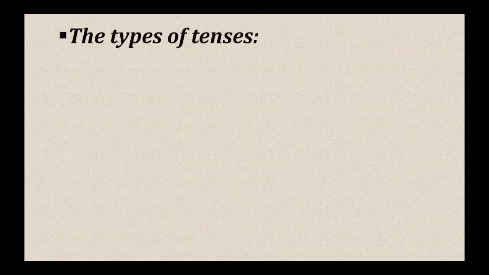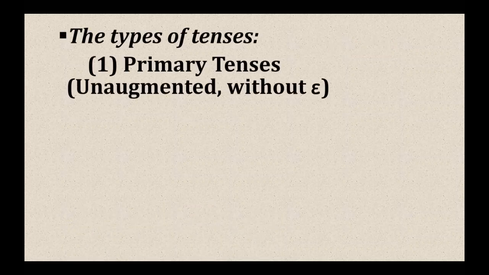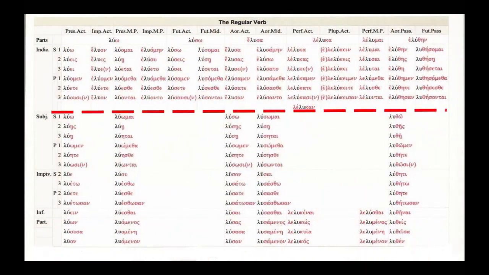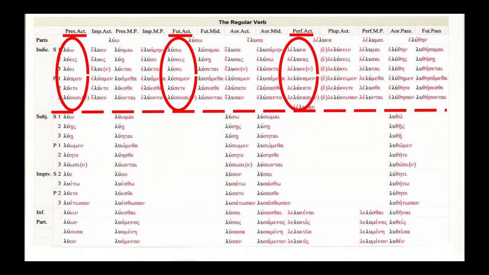So we have primary tenses. These are the unaugmented, without the epsilon: present, future, and then perfect. If this is our chart up here, this is the present active, this is future active, and then this is perfect active. And all of these, in the indicative, are without the augment on the front, okay?